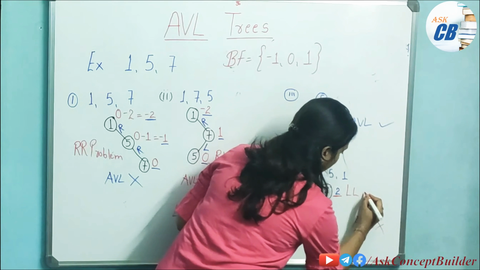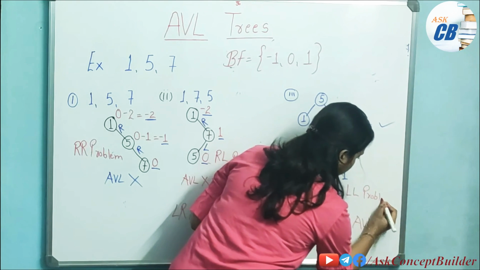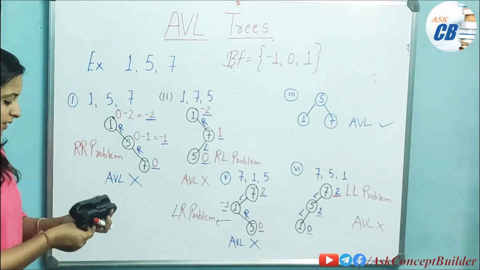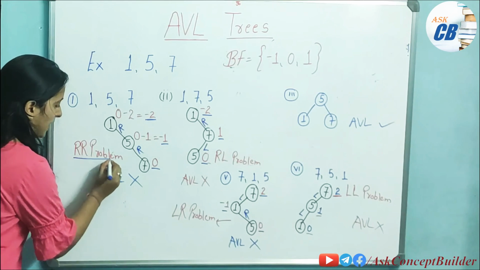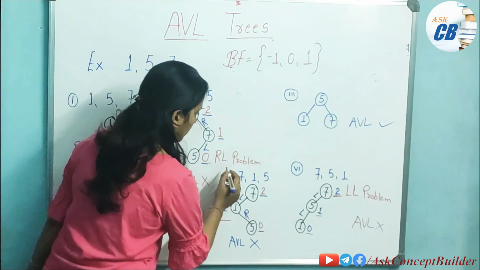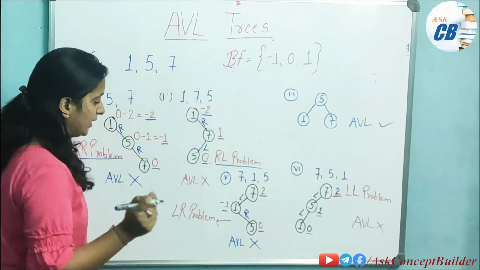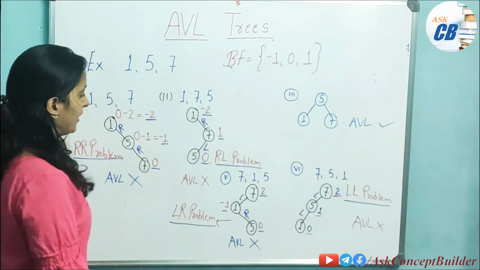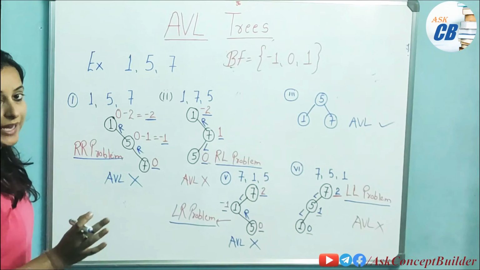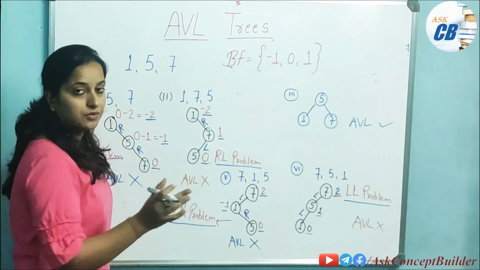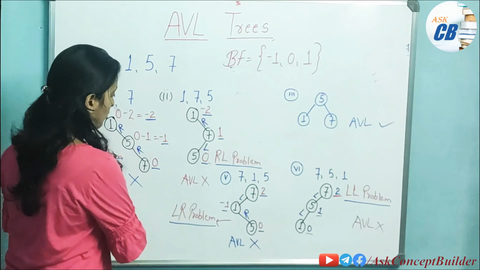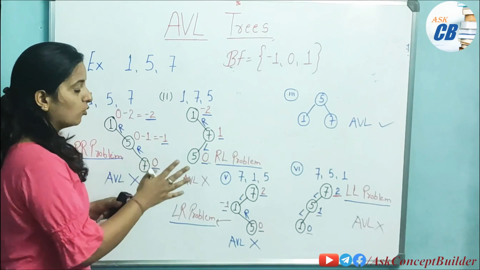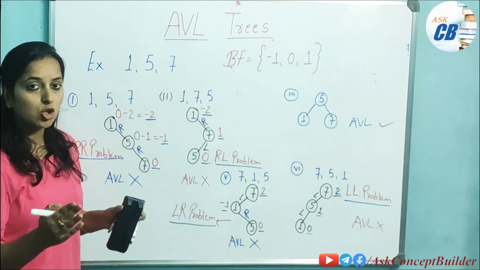So this is your LL problem. Now see how many problems we are having. First is your RR problem, second is your RL problem, third is your LR problem, and fourth is your LL problem. So we are basically having four types of problem when your tree is not balanced. Now we will discuss these four types of problem in detail and the solution for each.